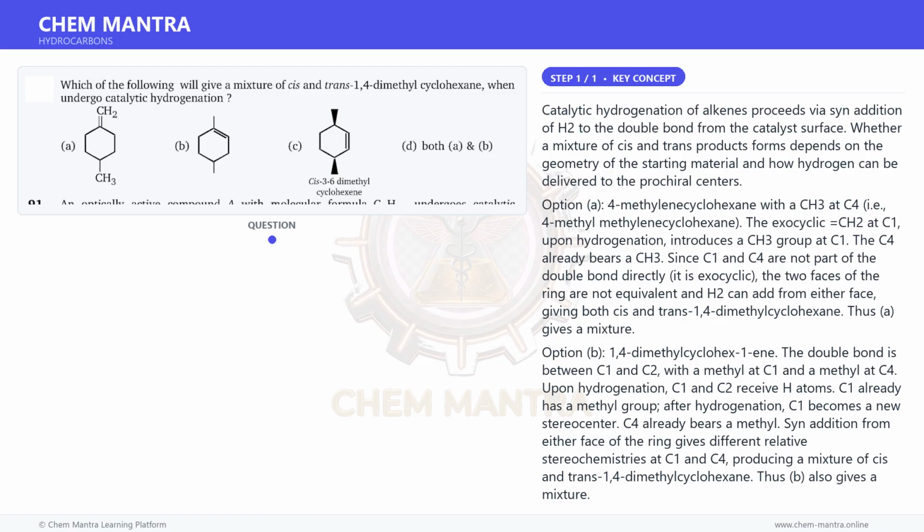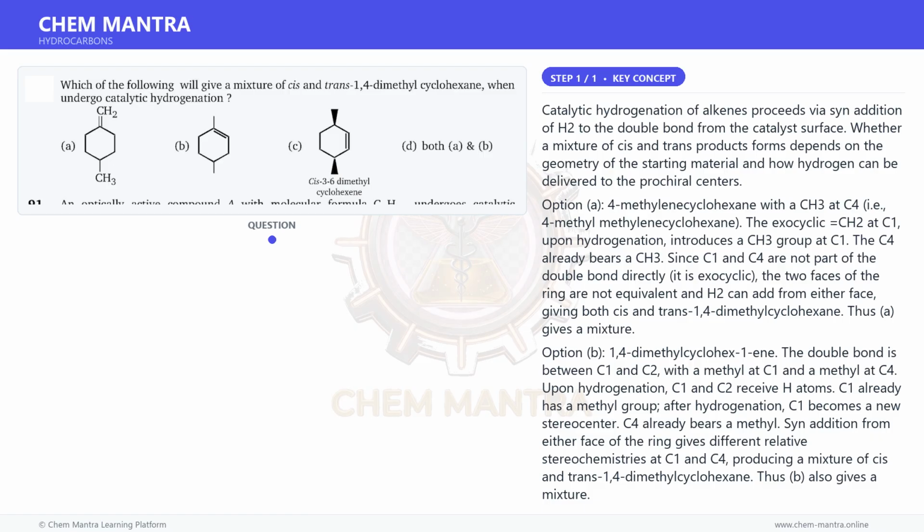Option B. 1,4-dimethylcyclohex-1-ene. The double bond is between C1 and C2 with a methyl at C1 and a methyl at C4. Upon hydrogenation, C1 and C2 receive H atoms. C1 already has a methyl group. After hydrogenation, C1 becomes a new stereocenter. C4 already bears a methyl.